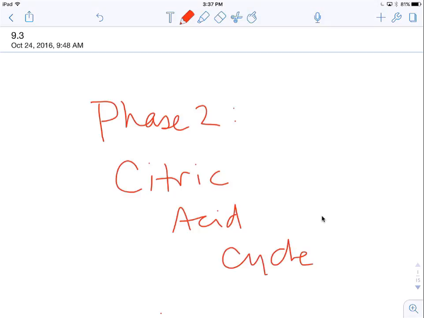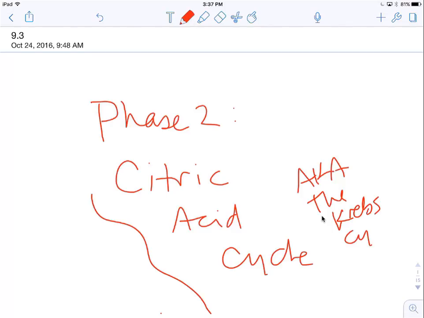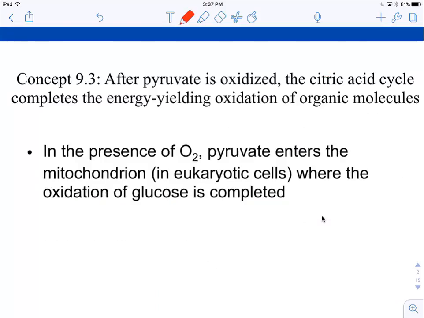In our next screencast on Chapter 9, we're going to go into Phase 2 of cellular respiration, which is the citric acid cycle, aka the Krebs cycle. All right, so we've just come through glycolysis. Glycolysis, again, if you remember, occurs in the cytosol and is anaerobic, and takes one molecule of glucose and breaks it apart and yields two molecules of pyruvate.